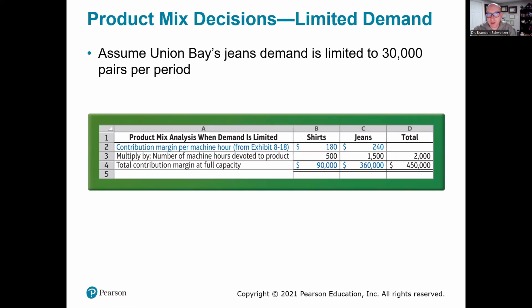So we would need to look at the company's demand. The demand is limited to 30,000 pairs during the year. In this case, we take the contribution margin per machine hour, multiply that by the number of machine hours devoted to each product to get the total contribution margin at full capacity. Here we can see that I'm making a lot more jeans than shirts.